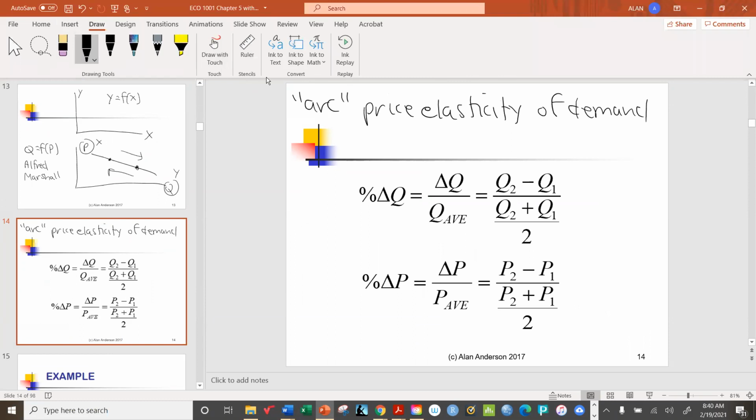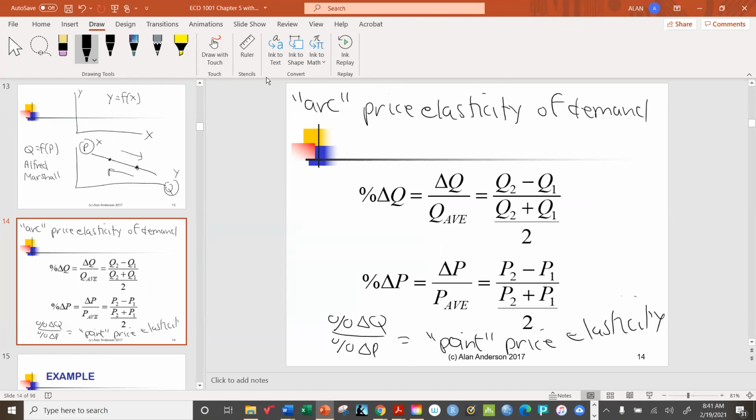The one where we have the actual percentage changes without using an average is sometimes called the point price elasticity of demand. And that's just for your knowledge. I'm not going to test you on that, but the original measure is called the point price elasticity of demand. This one that we're going to use instead is called the arc price elasticity of demand because we're averaging out over 2 points. You can see it's a little bit messier down here.